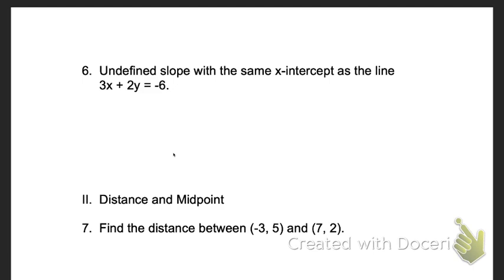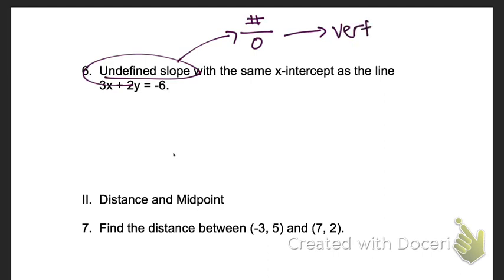Anyone remember what kind of lines have undefined slope? Heard a bunch of different things. Undefined slope first is defined as any number over 0. Now, what particular types of lines have that? Anyone remember that? Lines with undefined slope. Yes, truth. Vertical. Okay.